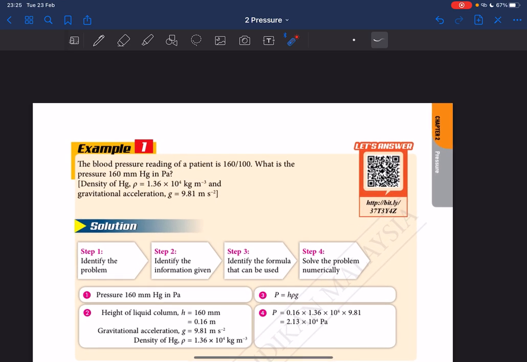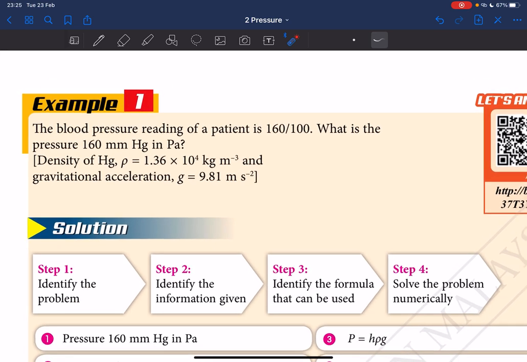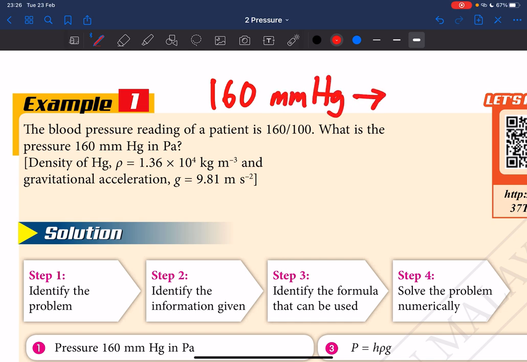Okay, let's see example number one. The blood pressure reading of a patient is 160 systole and 100 diastole, or diastole, I don't know how you say it. The question asks, what is the pressure of 160 mmHg in Pascal? Basically, you just need to convert 160 mmHg into Pascal. How? We use the formula H rho G.